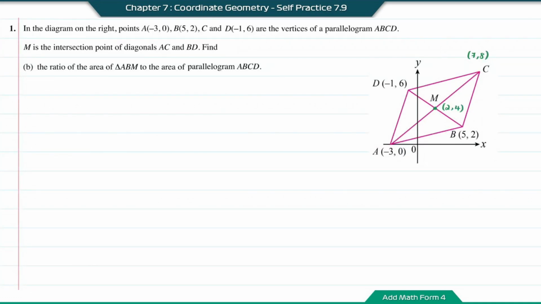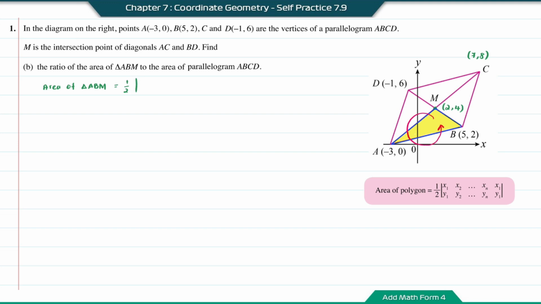Question B. Find the ratio of the area of triangle ABM to the area of parallelogram ABCD. As we know the coordinates of each point, we can calculate the area using the shoelace formula. So here I'm going to arrange the coordinates of triangle ABM anti-clockwise. The area is equal to 1 over 2. I'm going to start with the coordinates M: 2, 4, followed by -3, 0, 5, 2, and end with the first coordinates again.